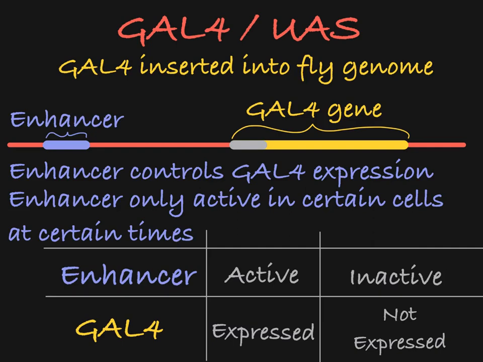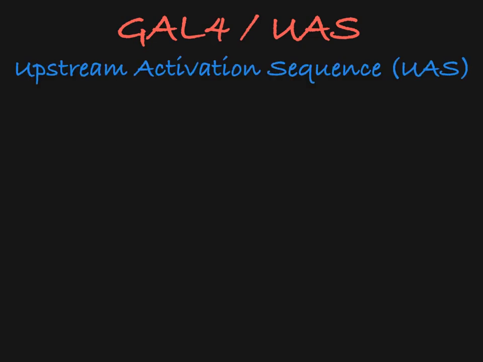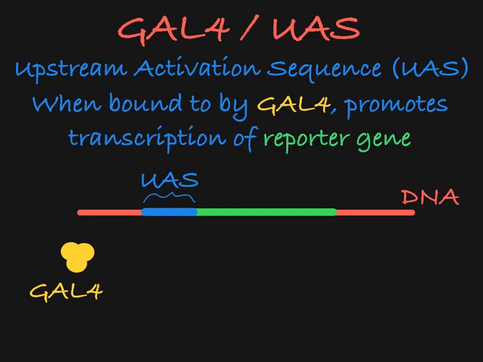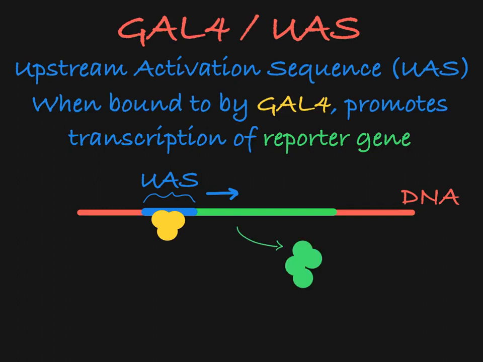You should note that different enhancers are only active in specific tissues at specific times. The other part of this system is the upstream activation sequence, UAS. This segment of DNA is an enhancer that, when bound to by GAL4, promotes the transcription of a gene of choice downstream. This gene is called a reporter.